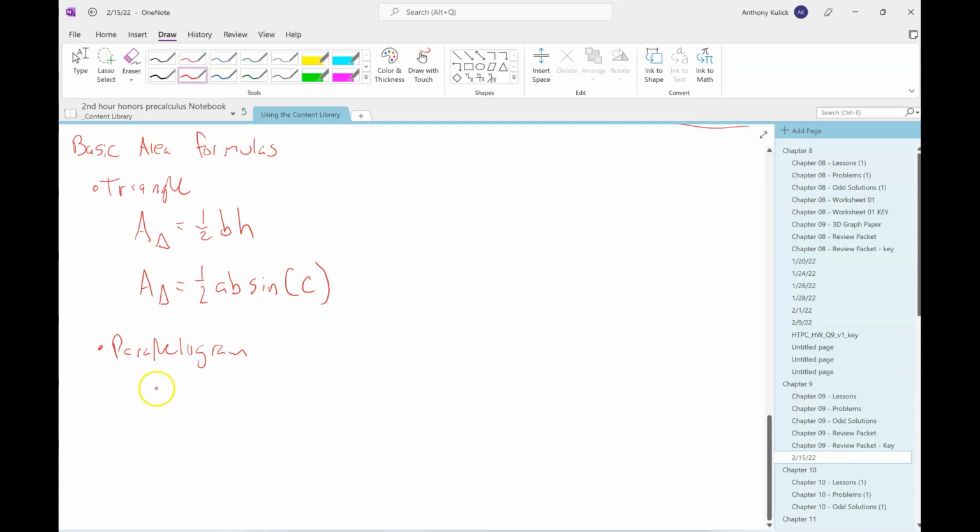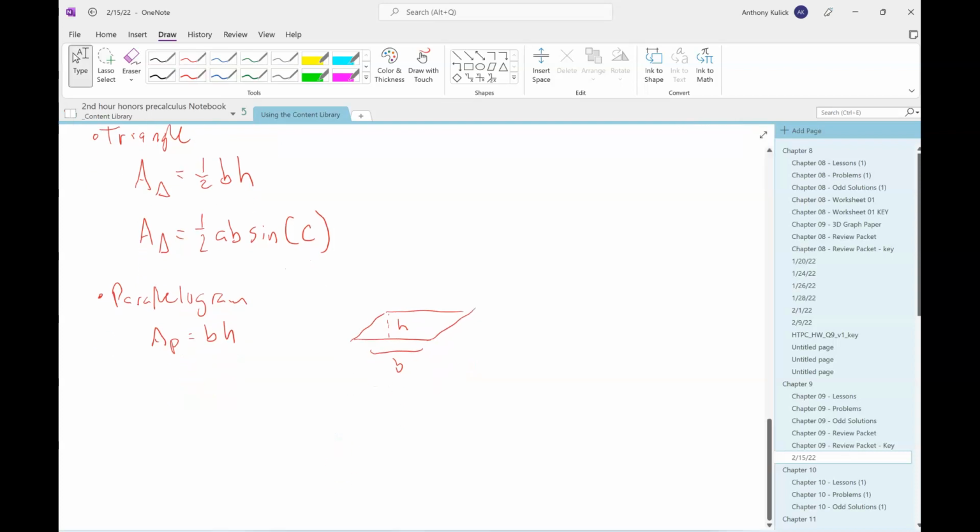Area for a parallelogram. Yep. What's the sneaky part about the parallelogram, though? The height isn't a side length. So just keep that in mind. Notice that we didn't say length times width, which is tempting.